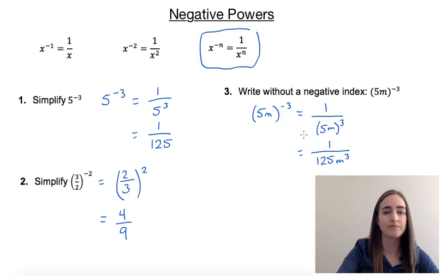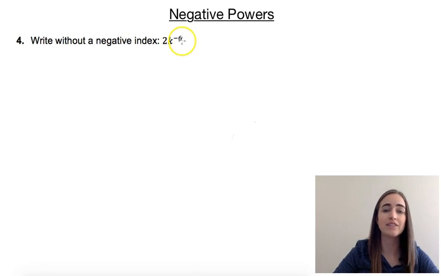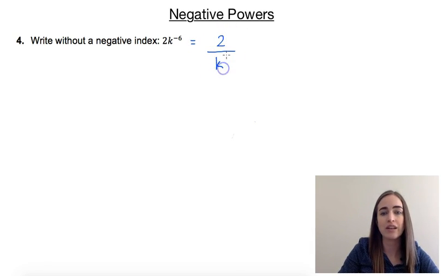or we can just leave it in brackets. Our next example is a little bit different because that power, that negative 6, only applies to the k, not the 2, because there's no brackets around it. So when we rewrite this, the 2 is going to stay in the numerator, and the k is going to come down the bottom, and that 6 will become positive. So you've just got to be careful whether the power applies to the whole thing or only part of it.